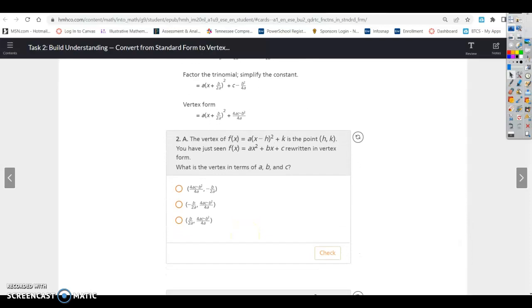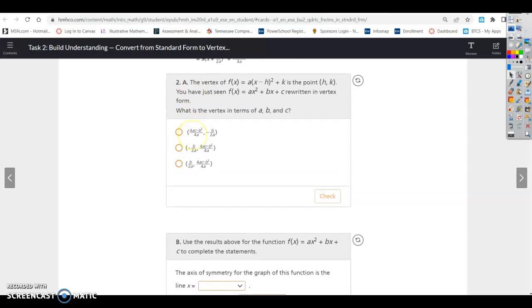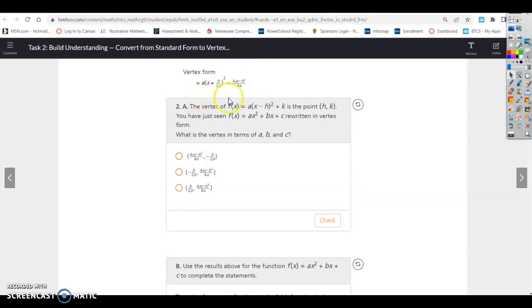And again, that's a little complicated, but just understand what the process is. You're using completing the square to go to vertex form. Vertex form and standard form are equivalent. They're just two different ways to write an equation. All right, so number 2 says the vertex of a times x minus h squared plus k is hk. So remember, minus h plus k, so opposite of hk. Hk is our vertex.